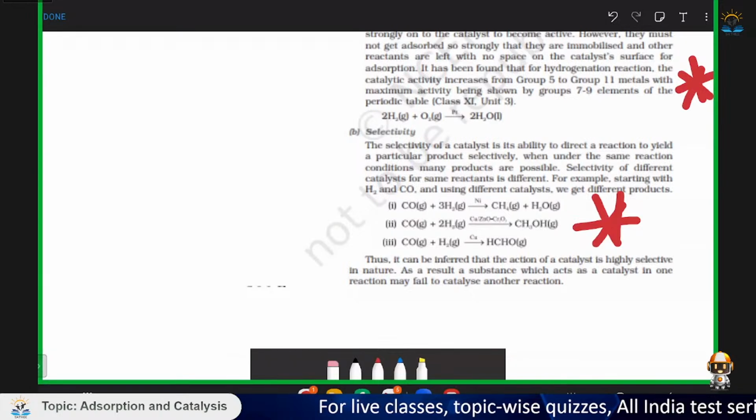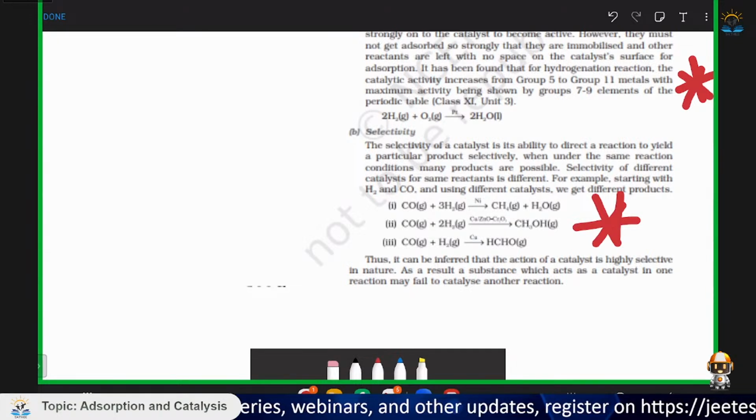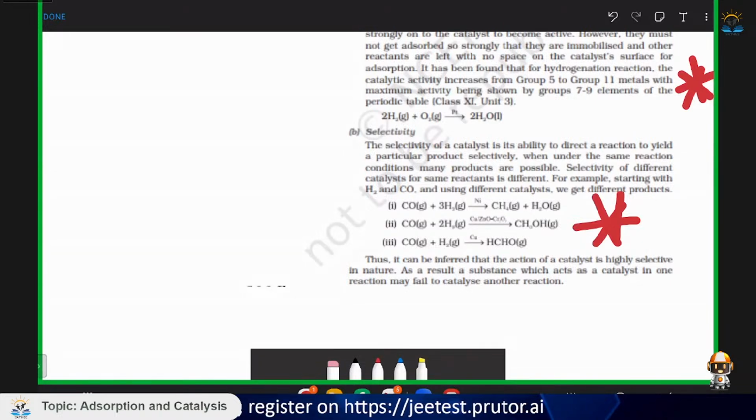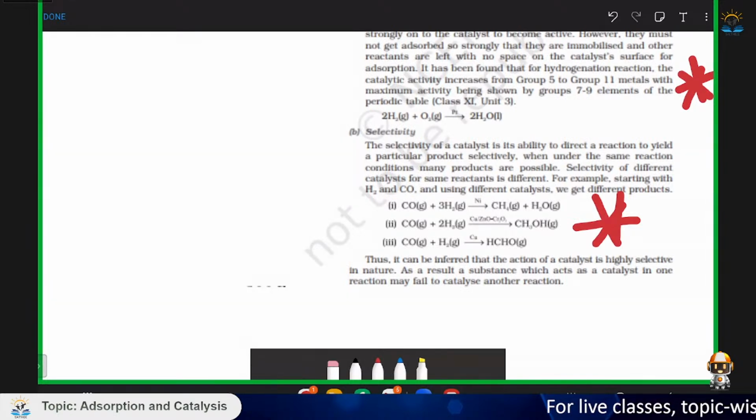Thus, it can be inferred that the action of a catalyst is highly selective in nature. As a result, a substance which acts as a catalyst in one reaction may fail to catalyze another reaction. This example is based on selectivity based on energy. With nickel you'll have high adsorption, so high energy of adsorption is supplied, giving multiple hydrogenations. In copper there isn't that much energy because of a low number of adsorptions, so low energy, low number of hydrogenations. So this is based on energy and the latching onto it. Based on those two, this is one selectivity.